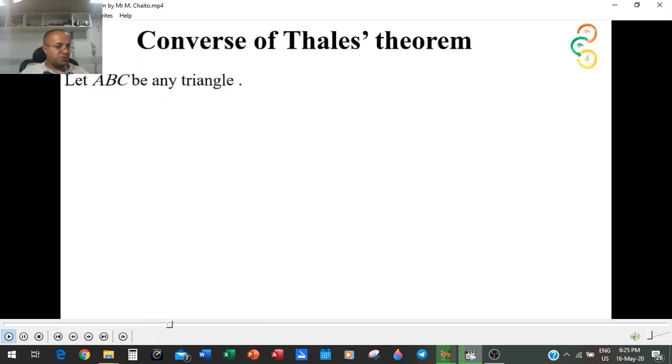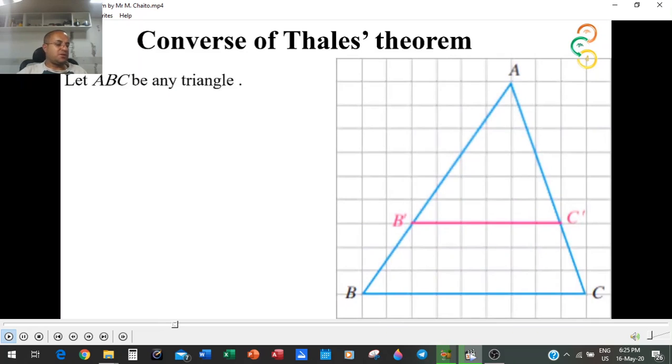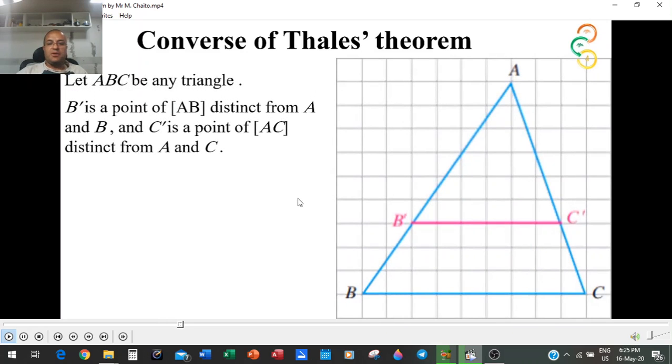Converse of Thales theorem on your books on page 87, Ahliya book. As you may see, under the activity converse, we have: let ABC be any triangle. B prime is a point of AB and C prime is a point of AC, distinct from A and C. Distinct from A and C means that, and distinct from A and B, that B prime cannot be A and cannot be B, and C prime cannot be A and cannot be C. This is the meaning of distinct from A and B and distinct from A and C.